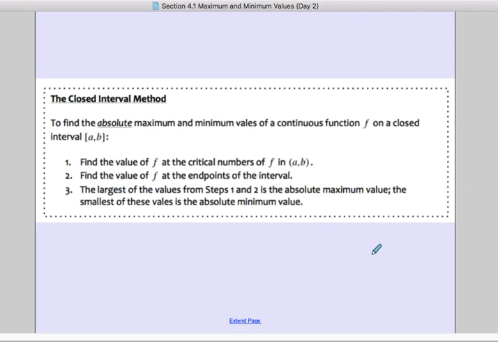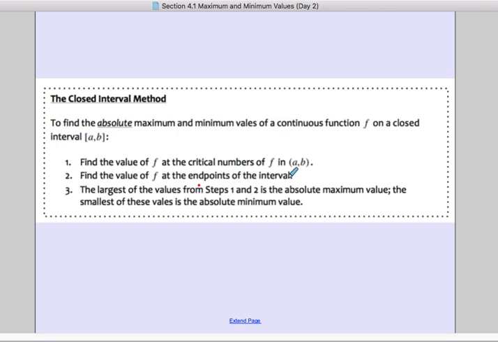Closed interval method. Well, it has to be a closed interval, and the function must be continuous. If we have a continuous function on a closed interval, we can find the absolute maximum and absolute minimum values using this method. Remember, absolute means that it is your absolute biggest or absolute smallest y value.